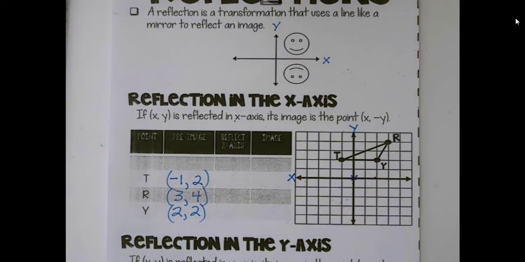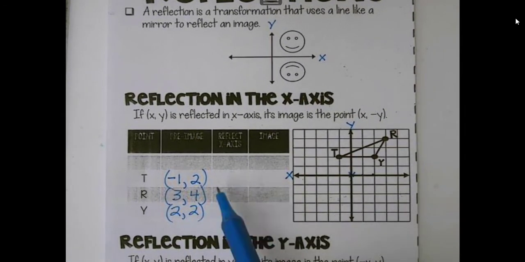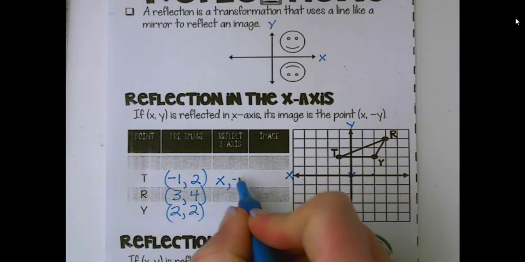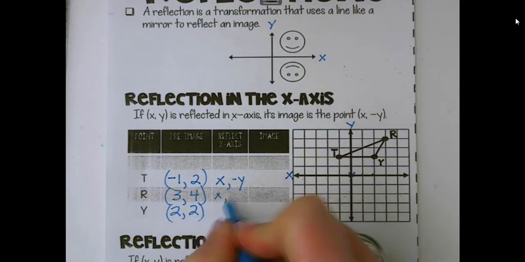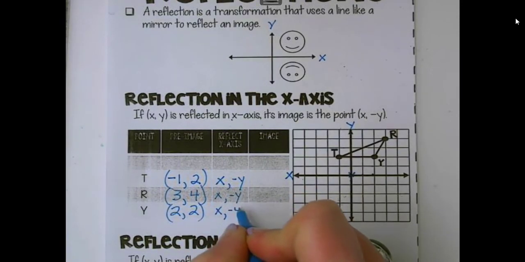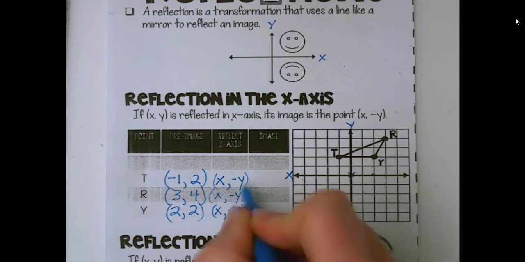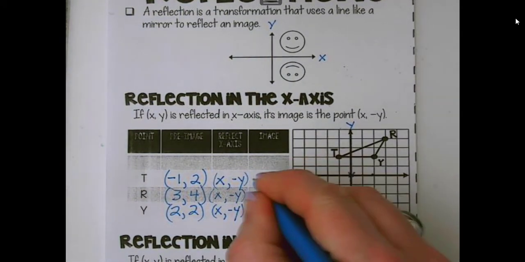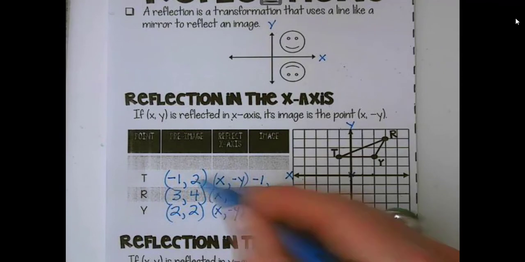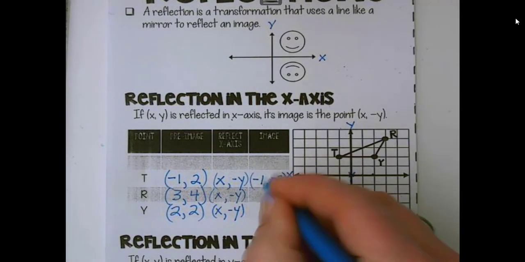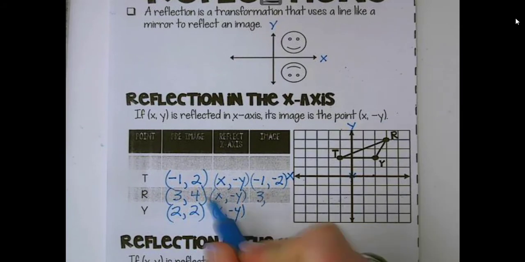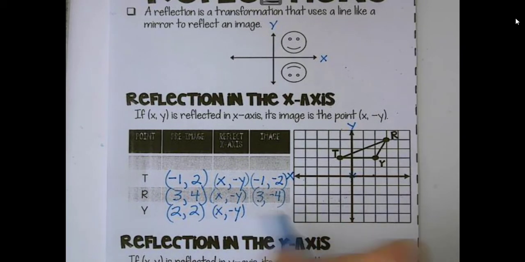So that's our pre-image, and you can see we just have capital letters. We'll go ahead and label after we get our pre-image. So when we're going to reflect, the x stays the same, but the y is going to be opposite. So I'm just going to fill that in here. And then it's going to be real easy to get our new ordered pairs. So -1 stays the same, but 2 changes to its opposite. 3 stays the same, 4 changes to its opposite. The 2 stays the same, and the y becomes its opposite.